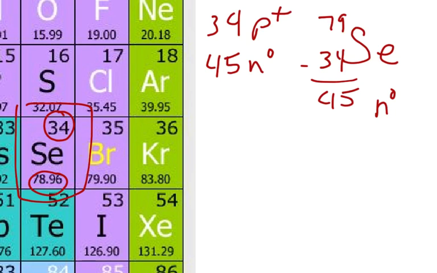Now we're also going to assume that this is neutral, and if it's neutral it must also have 34 electrons. So looking at the atoms, we can say it's 34 protons, 45 neutrons, 34 electrons. We'd like to be able to go back now and say, where do these electrons exist in the atom?